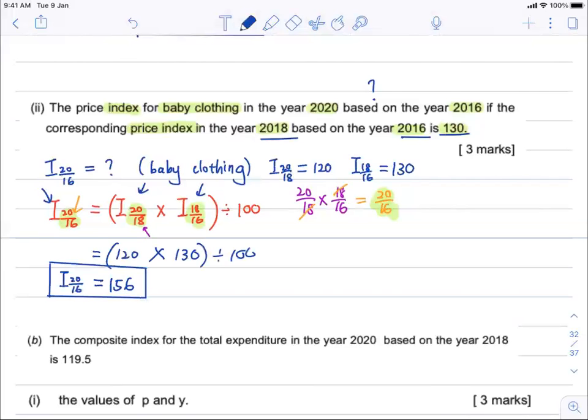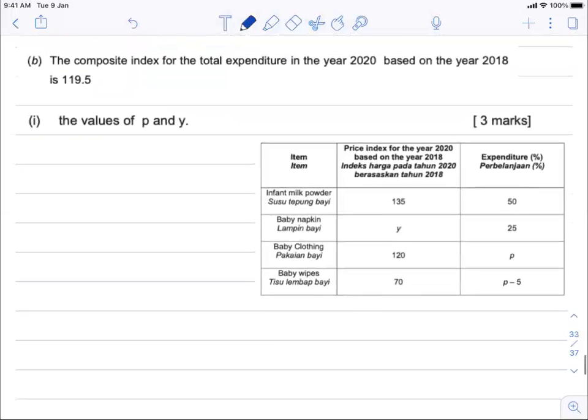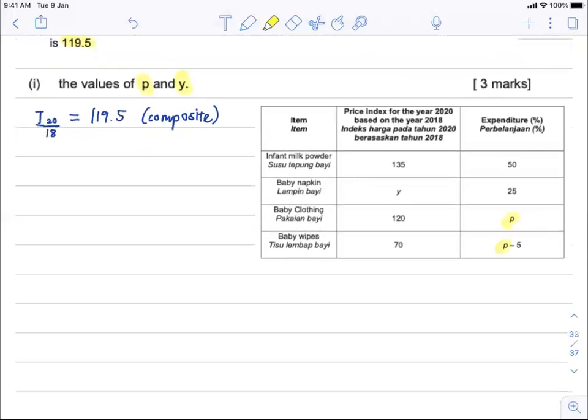Okay, let us move on to part B. So part B tells us the composite index for expenditure in year 2020 based on year 2018 is 119.5. You can write down composite index of 2018 is 119.5. This is the composite index. Okay, now we can see part B1 asks us to find P and Y. Basically, it's the unknown over here, P and Y.